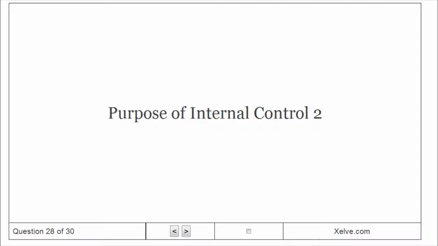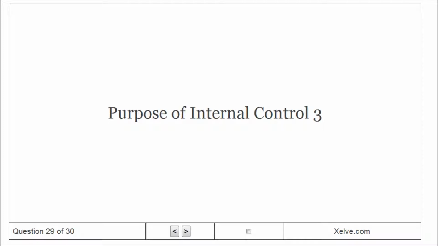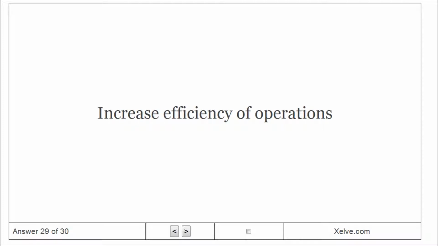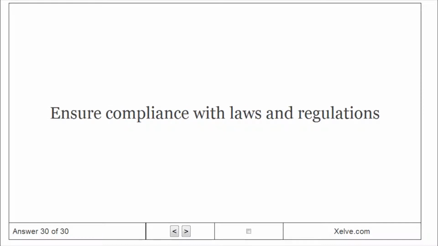Purpose of internal control 2. Enhance accuracy and reliability of the accounting records by reducing the risk of errors and irregularities in the accounting process. Purpose of internal control 3. Increase efficiency of operations. Purpose of internal control 4. Ensure compliance with laws and regulations.